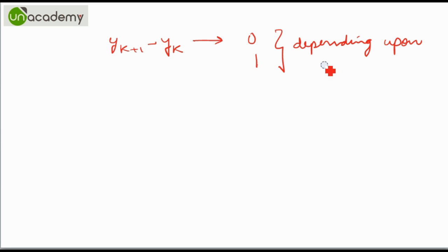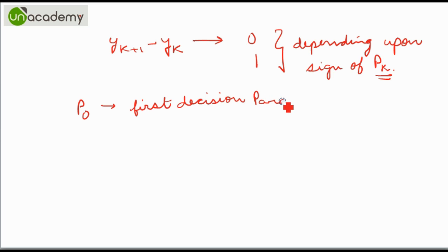That is the sign of the decision parameter p of k. So the first decision parameter p naught will be calculated as p naught equals 2 delta y minus delta x.